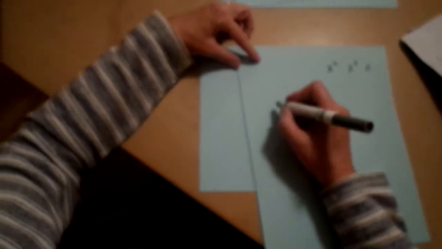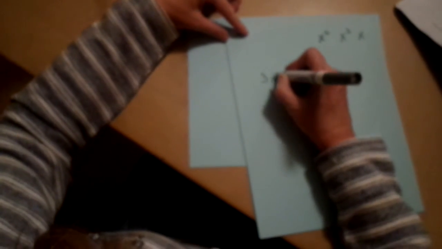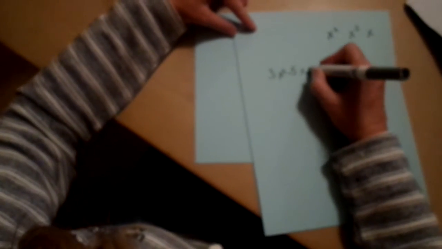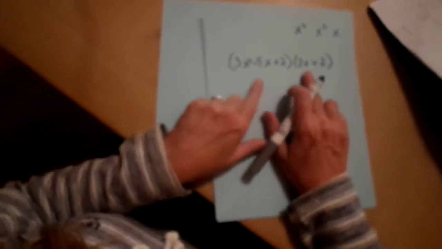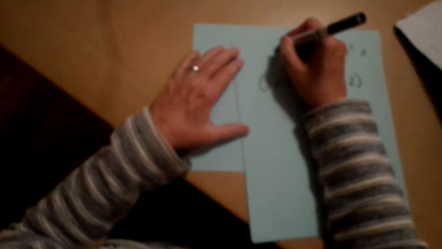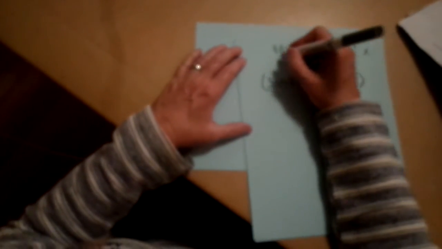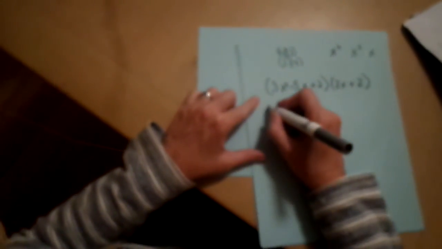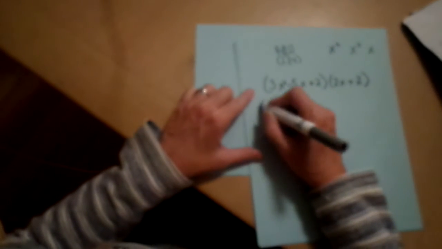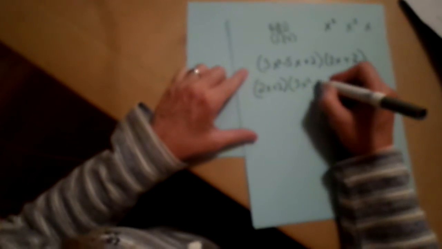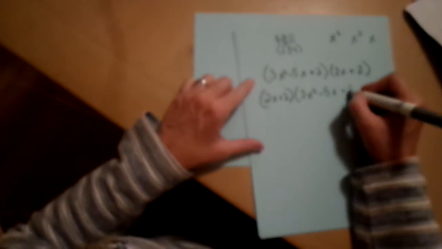So if we want to multiply this polynomial, 3x squared minus 5x plus 2, by 2x plus 2, we're just going to use the distributive property. And whenever I use the distributive property, I like to have the smaller polynomial in front. And you can switch that, just like 4 times 2 equals 8, and 2 times 4 equals 8. You can switch them around. So we're going to put the 2x plus 2 in front, and we're going to multiply it by 3x squared minus 5x plus 2.